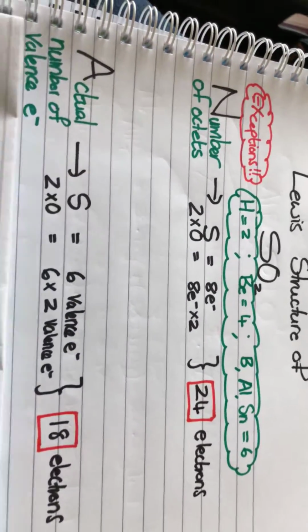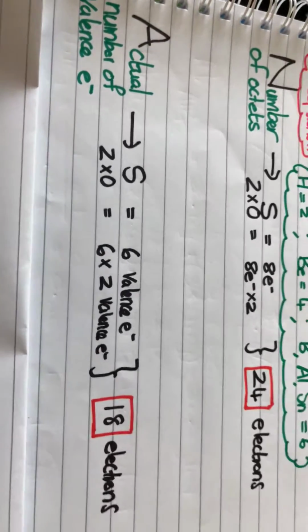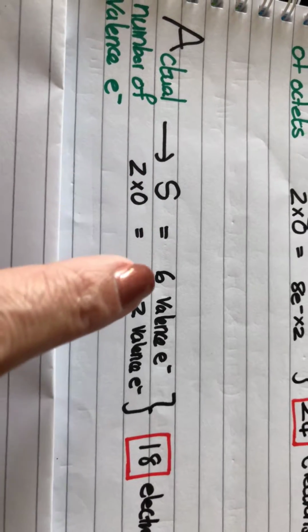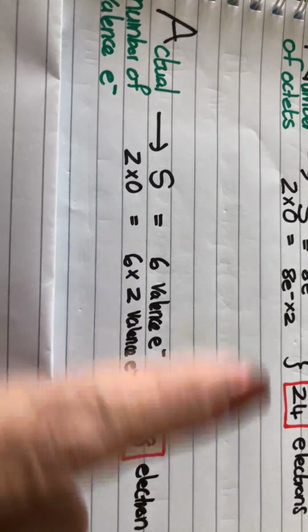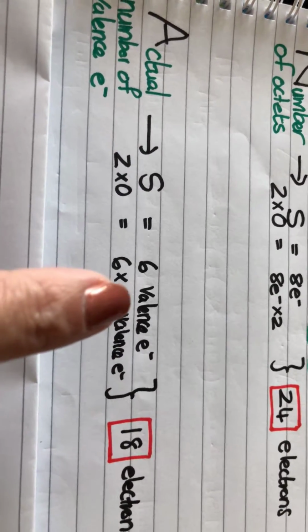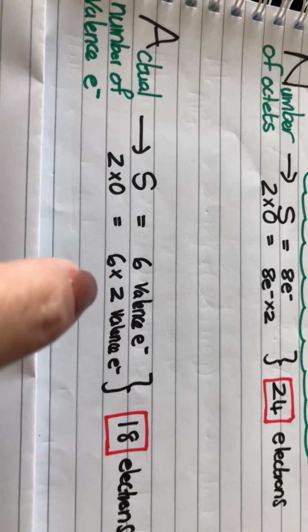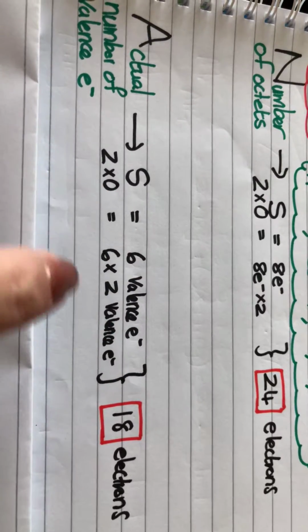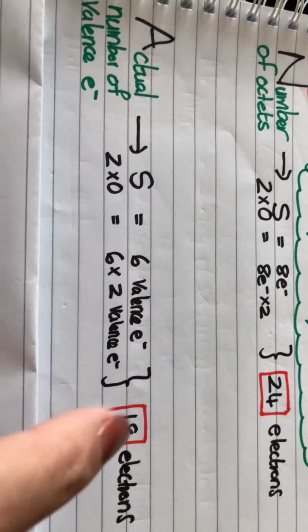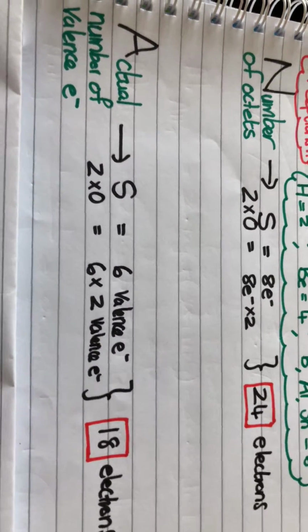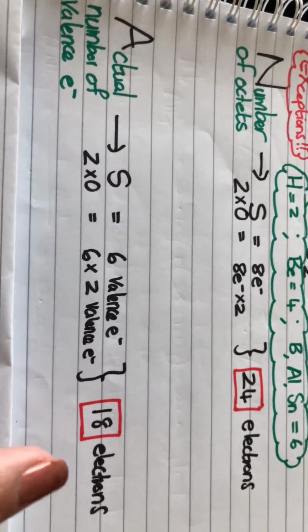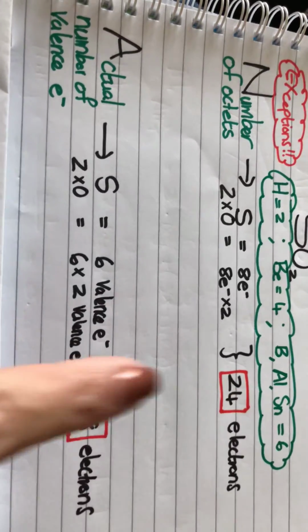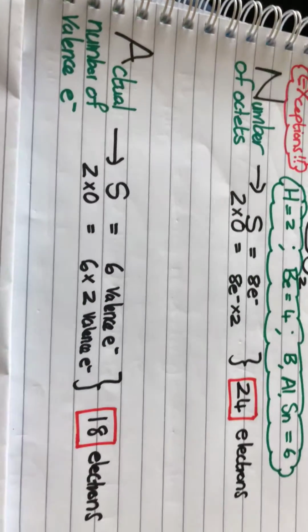The A stands for the actual number of valence electrons that you have. So sulfur is in group 6. It has 6 valence electrons, that's the electrons in the outer shell. Oxygen is also in group 6, and it also has 6, but you've got 2 of them. So if you add all these electrons together, the 12 plus the 6 gives you 18 electrons. So you actually have 18 valence electrons, but you need 24 to have a full octet. That means they'll have to share electrons to have a full octet.